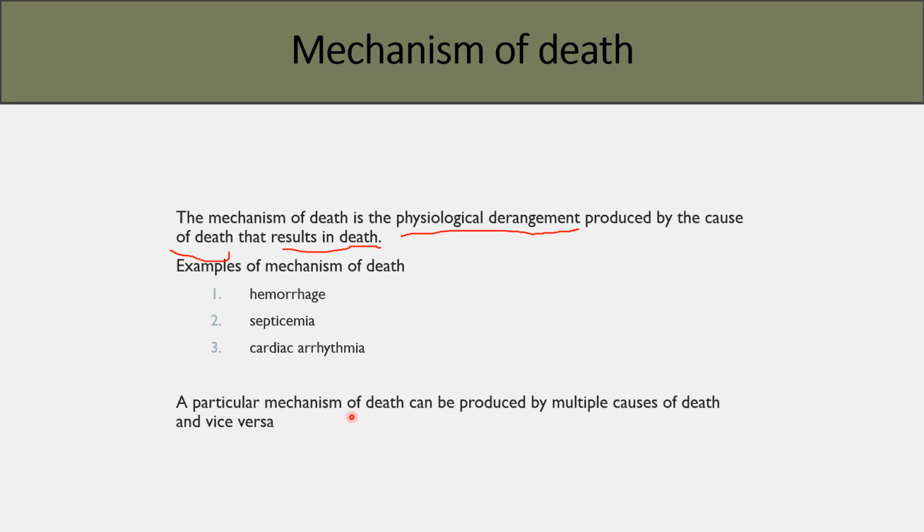A particular mechanism of death can be produced by multiple causes of death and vice versa. If an individual dies of massive hemorrhage, it can be produced by a gunshot wound, a stab wound, or a malignant tumor of the lung that can erode into a blood vessel, and so forth. The reverse of this is that a cause of death, for example, a gunshot wound of the abdomen, can result in many possible mechanisms of death, such as hemorrhage or peritonitis. So this is the mechanism of death.